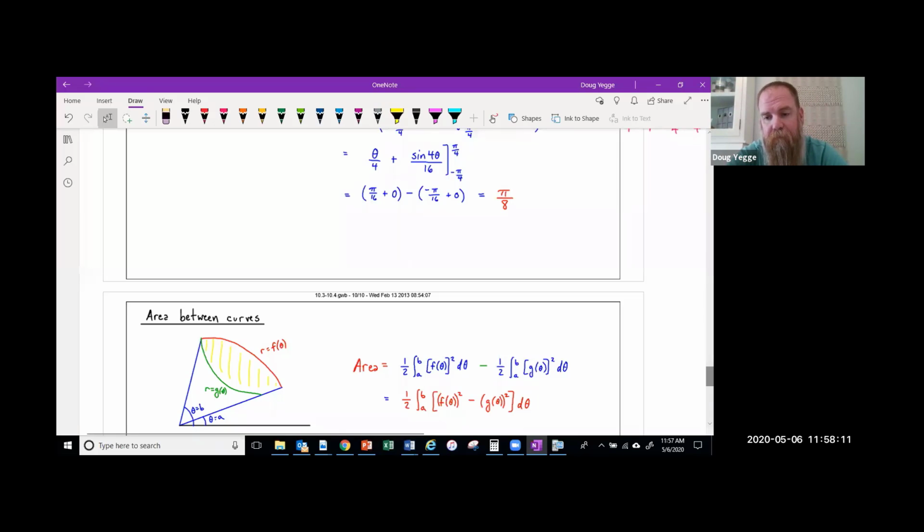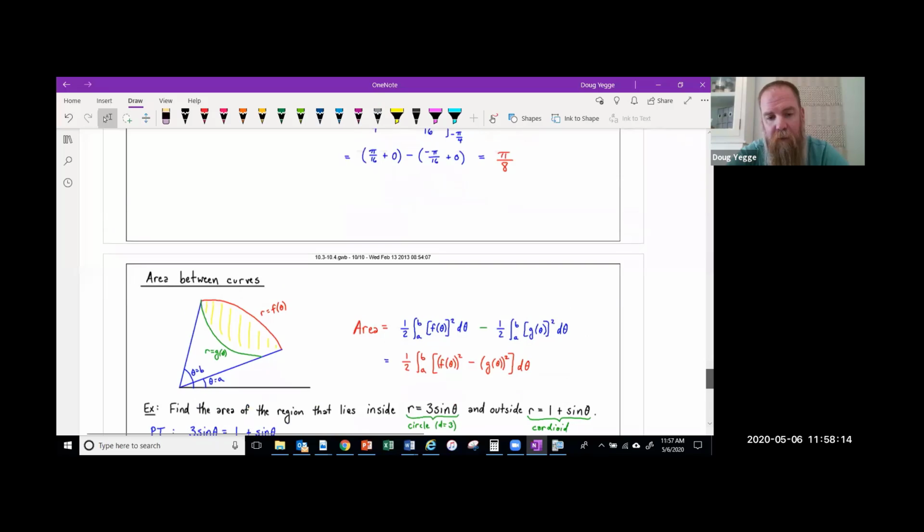Okay. So the ones we're going to deal with is right here. Same thing as r equals 1 plus sine theta. And we're going to do this by hand. Even though it's on the notes here, I'm going to do it down here.